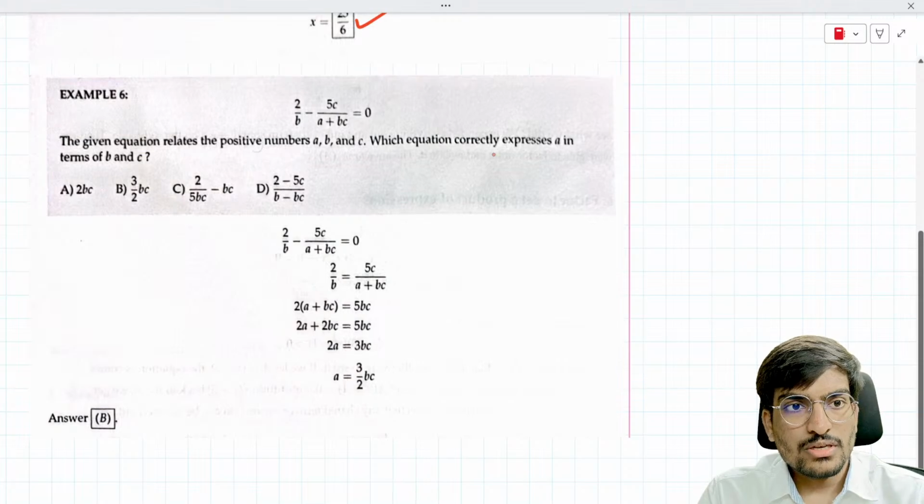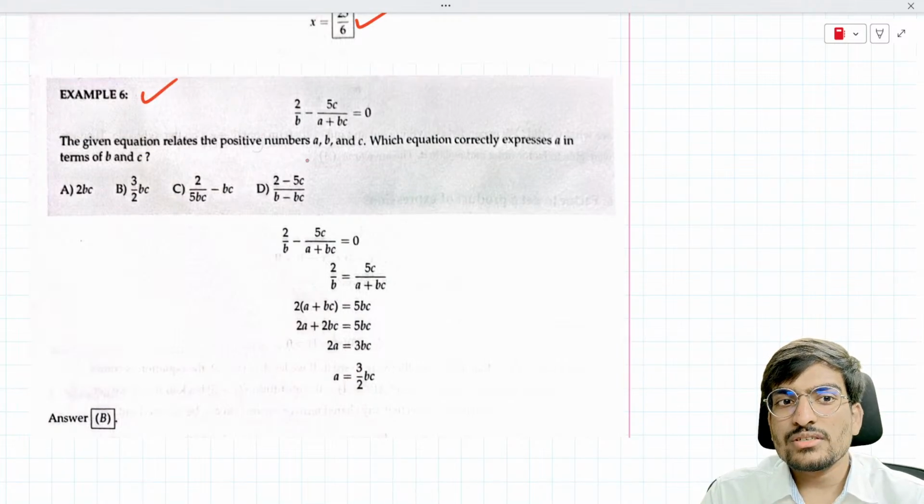So now, example 6. The given equation relates the positive numbers a, b, c. Which equation correctly expresses a in terms of b and c?